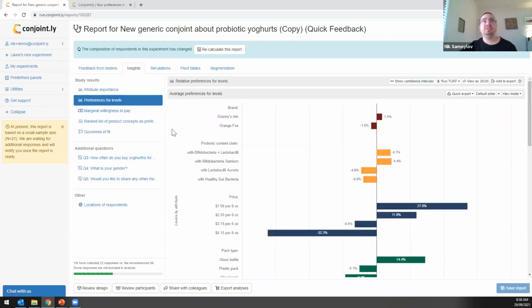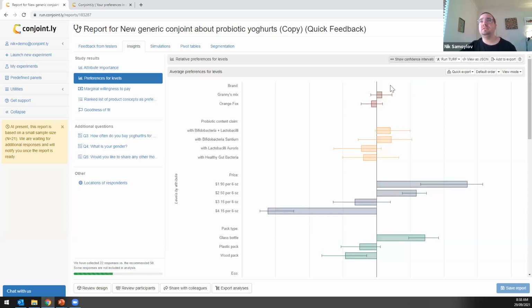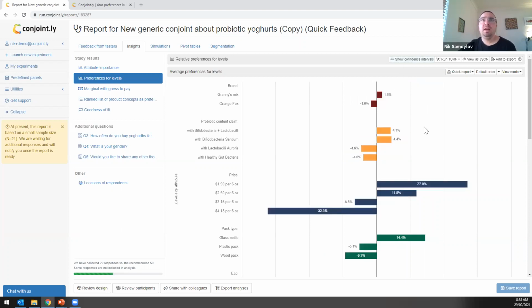Next output is preferences for levels. So here we are looking at the chart that shows relative preferences averaged across respondents. And we see that on average, Granny's mix is the one with slightly more preference. If we switch on confidence intervals, we see that they intersect with Orange Fox. So the result is only directional. It's not statistically significant.